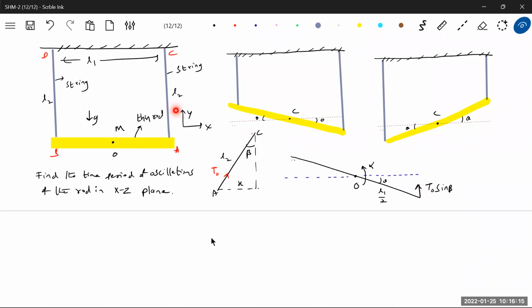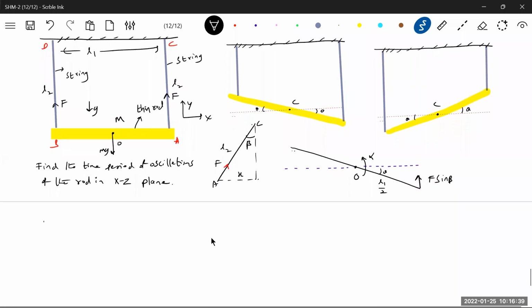Given a slight angular displacement, what is this T naught? Initially T naught is tension. I'll write F. F is the tension. I think this will be a better idea. So what is F? 2F should be equal to mg. Let's write the equations. F equals mg by 2.